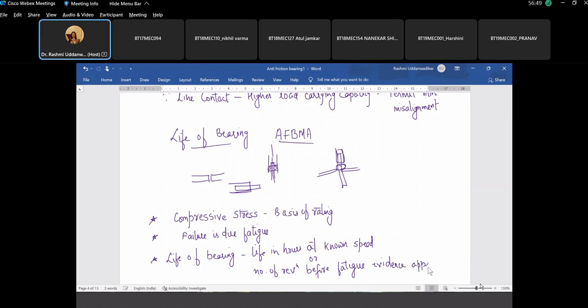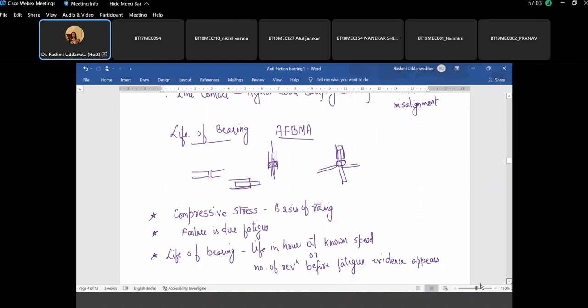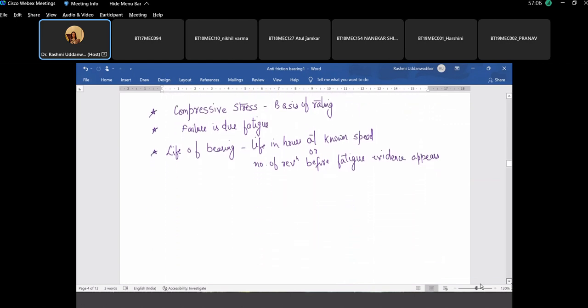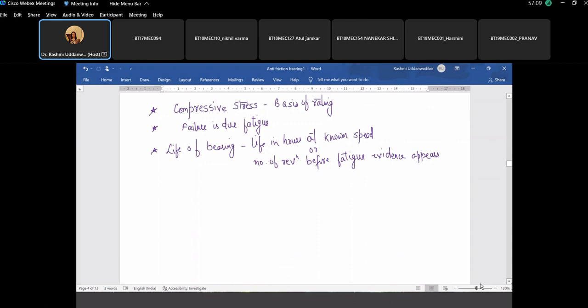Now, when we are talking about the fatigue failure appearance, this is not for general people like us who are using the bearings, but this is for researchers or for the bearing manufacturers who decide the life based on the number of revolutions before which they get to see the crack. But for the general public who are using the bearings, the ball bearings or the roller bearings, the life is life in hours at a known or given speed. So if your fan is continuously used at its maximum or full speed, then its life in hours, in a given number of million hours, is defined. So we are going to solve the numericals based on the life of the bearing.